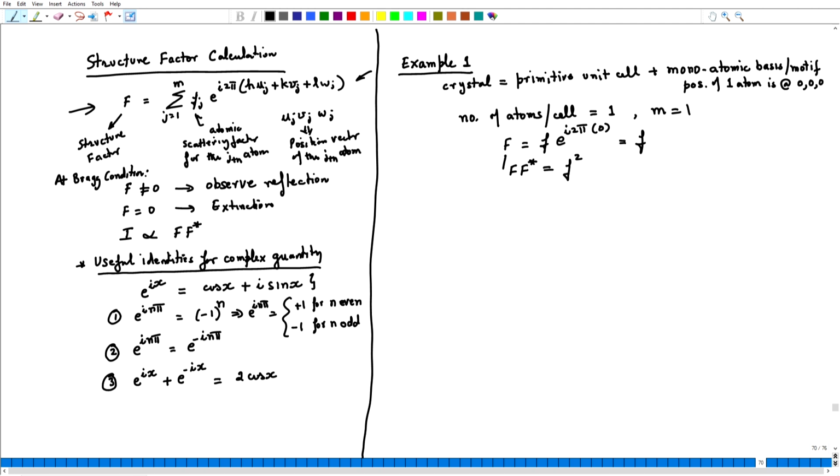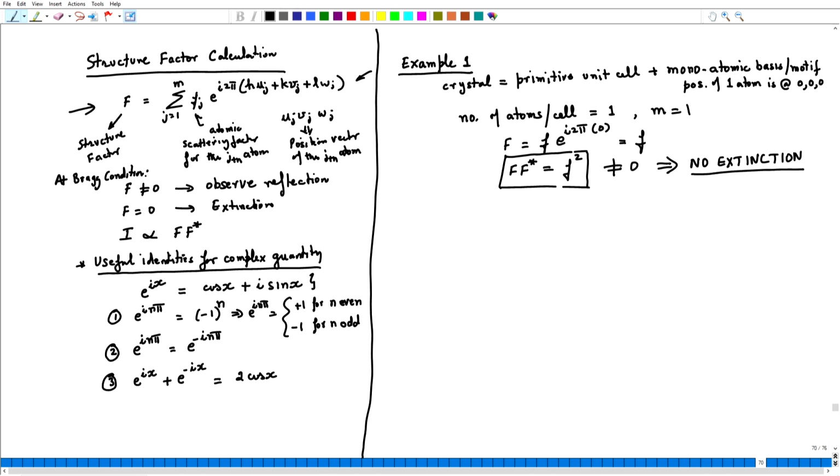Now, what does this expression tell me? This expression tells me that whatever the planes h, k and l are, there will never be any extinction of X rays, or we can say that the structure factor is never 0. So, this is never 0, and therefore, I have no extinction. So, this was a very simple case.